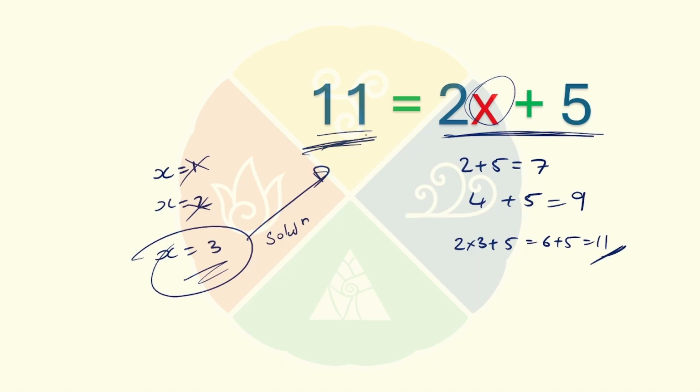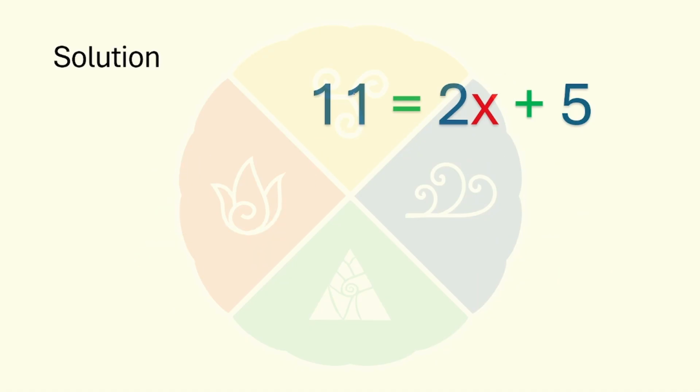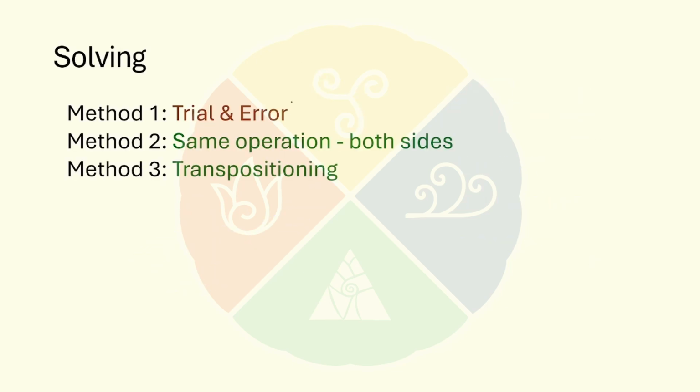Now, this is not a good method to find the answer. Okay, we need a better way. We already saw in the last video, we defined what a solution is. A solution is a value of x which can satisfy this equation. Now, this method is a very bad method. So we have to see other methods.